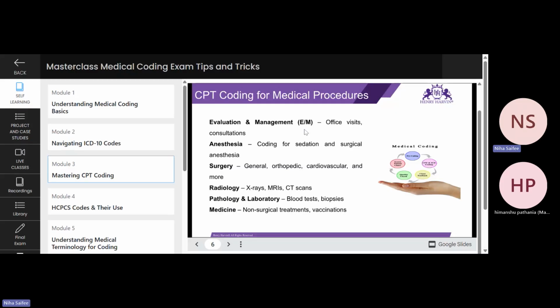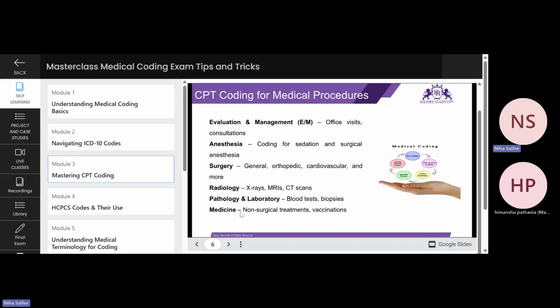Evaluation and management covers office visits and consultations. Anesthesia covers all your sedation. Surgery is any surgery: general, orthopedic, cardiovascular, any surgery. Radiology is your X-rays, MRIs, CT scans, and ultrasound. Pathology is all your lab work, where you take blood or any fluid for examination, or a tissue biopsy, all that.